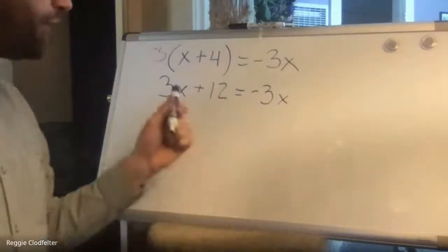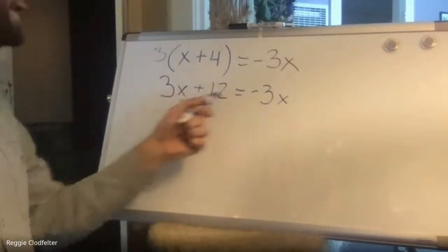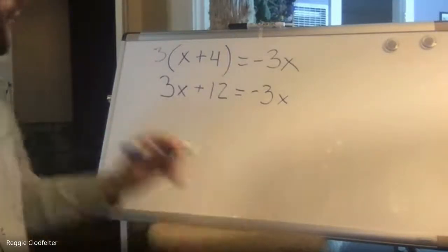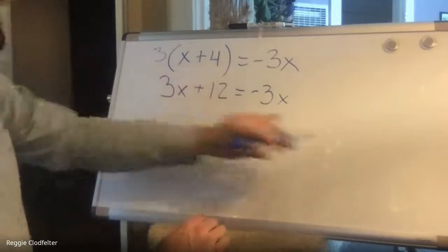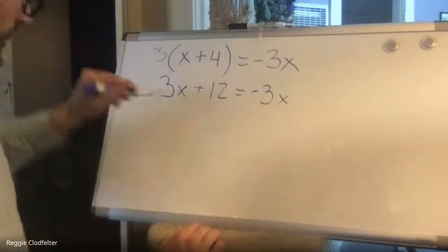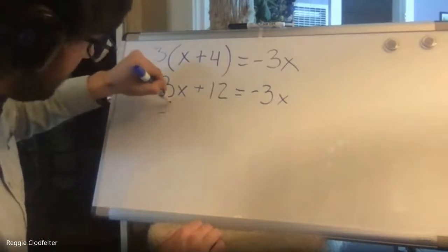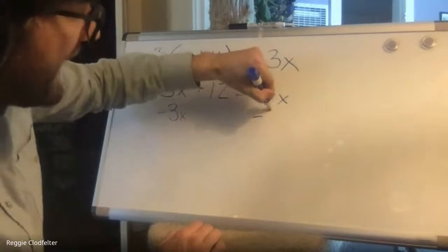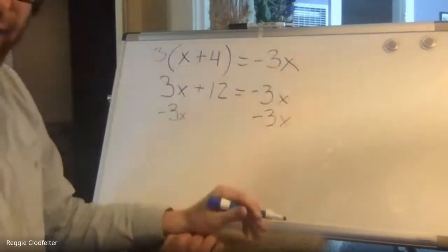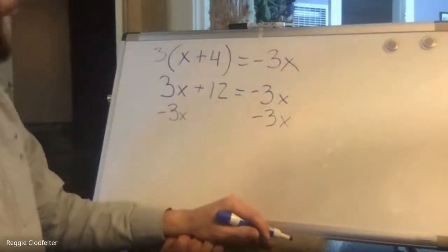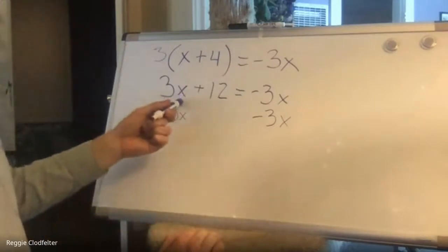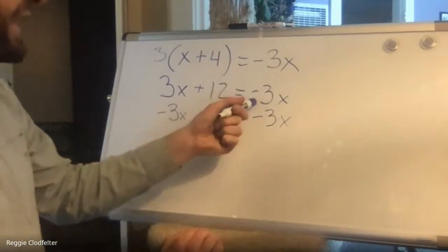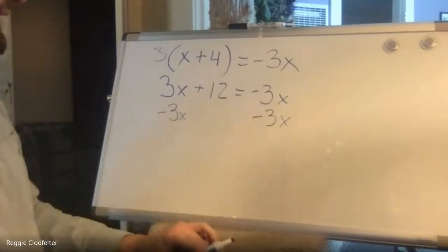Now remember, my goal is to get x alone on one side of the equation and a number alone on the other side. So I am going to try and get x's off of one side. To do that, I can just subtract 3x from both sides. Anytime I do something to one side, I have to do it to the other side for the equation to remain balanced. So here I now have 3x plus 12 minus 3x equals negative 3x minus 3x.